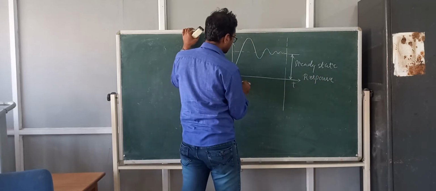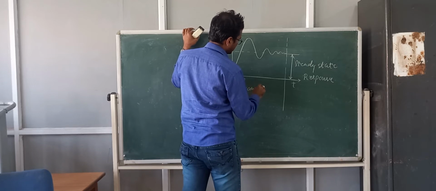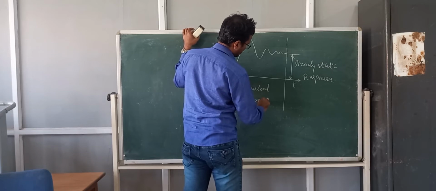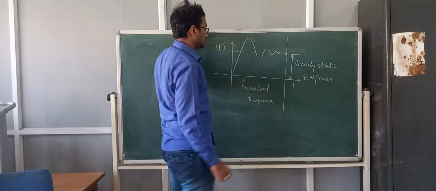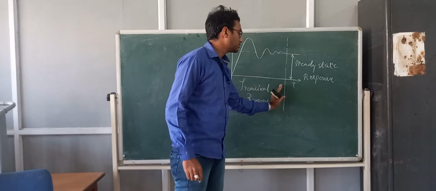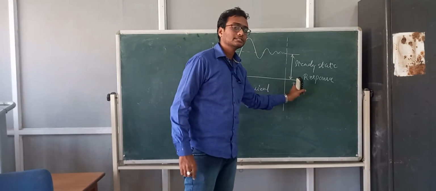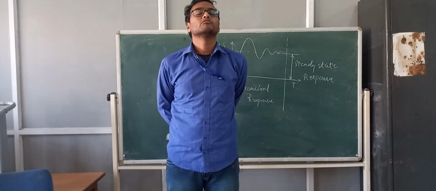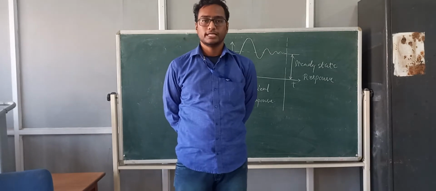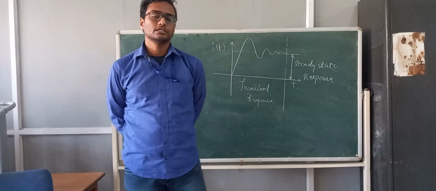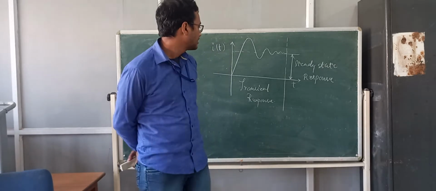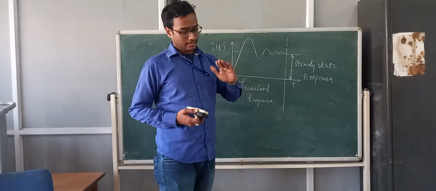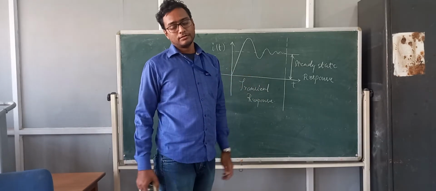What is this response? This response is called the transient response. So this transient response depends upon the system parameters, and the steady state response depends upon the input. This is one of the most basic things you must know before entering into transients. We have already discussed these things in your online classes, but it is worth discussing them again, because it is a conceptual foundation that should be laid in your heart.